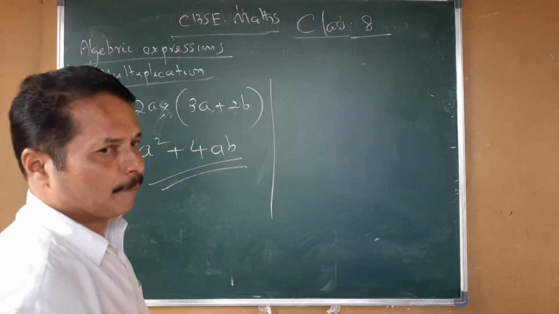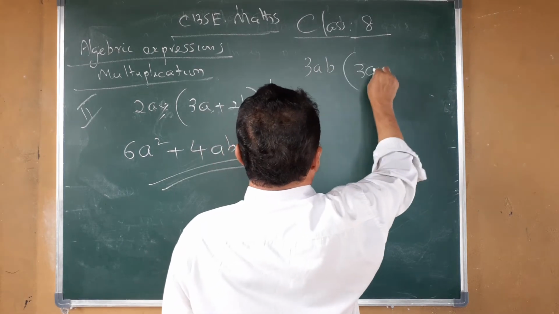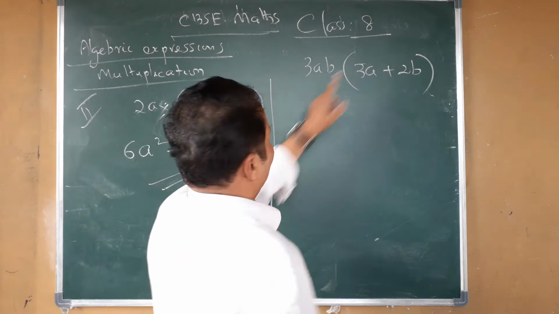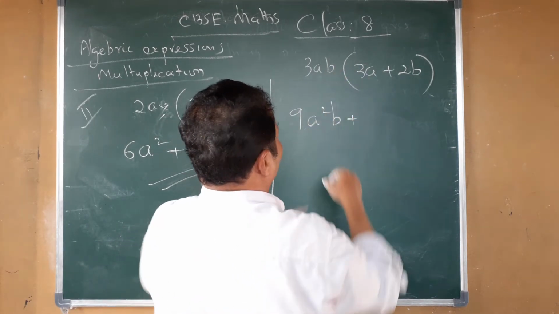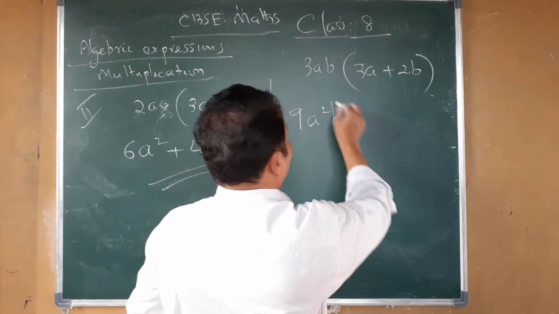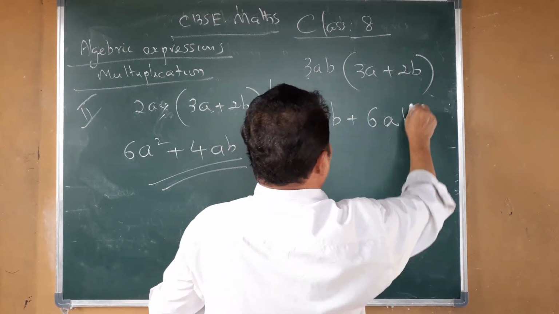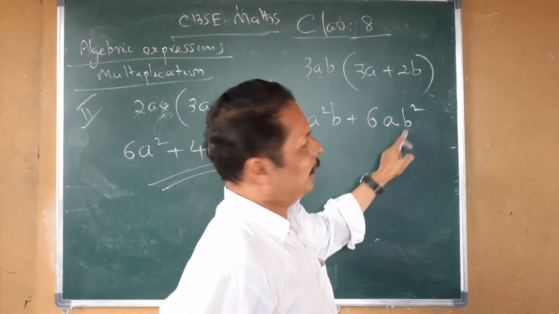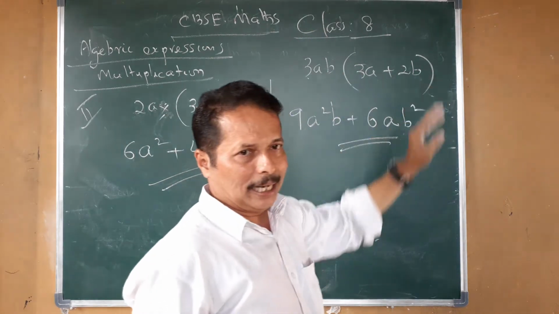One more question. Find the product of 3ab into 3a plus 2b. Are you ready? 3 into 3, 9. a into a, a square, and b also. 3 into 2, 6. b into b, b square. a into b square. That's your answer. Multiplication of a monomial by a binomial.